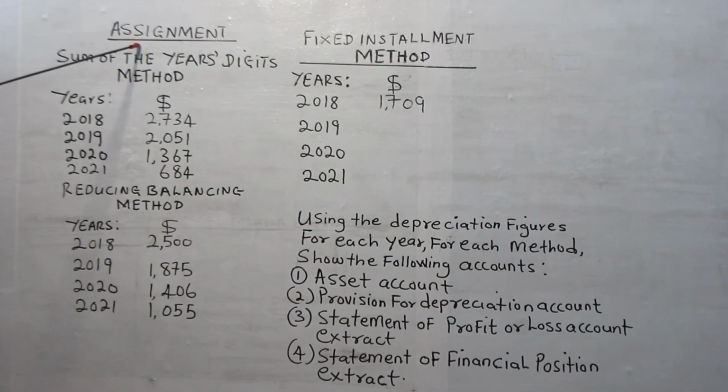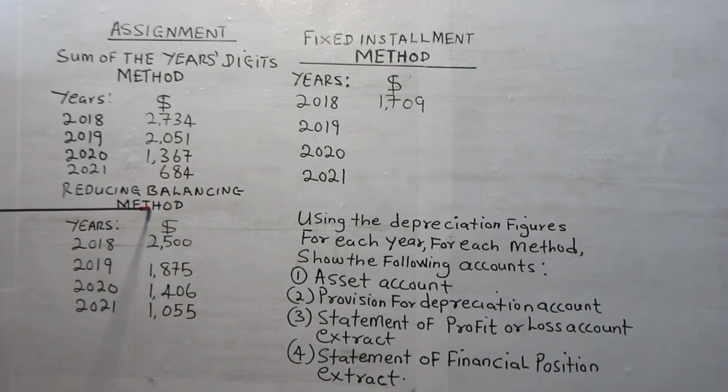Let's take down this assignment on depreciation. We have the sum of the year digits method, we have the reducing balance method, and we have the fixed installment method. For the sum of the year digits method, the years are 2018, we have $2,734. 2019, we have $2,051. 2020, we have $1,367. For 2021, we have $684. These are the depreciation for the years.